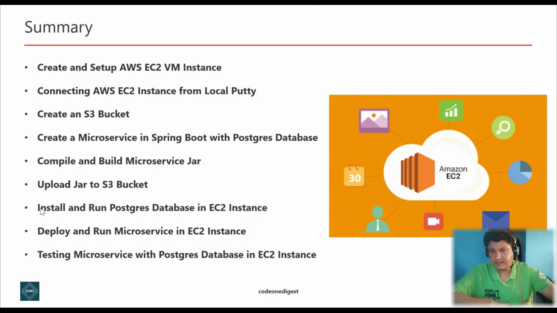Once this is done, then we installed and started the Postgres database on our EC2 instance. We did a configuration so that we can access it from outside, right? And then we deployed the jar, did a database configuration and started our microservices on the EC2 instance, which is connecting to the Postgres database as a backend. Then finally, we tested our microservices, get and post contract, successfully with the Postgres DB, right?